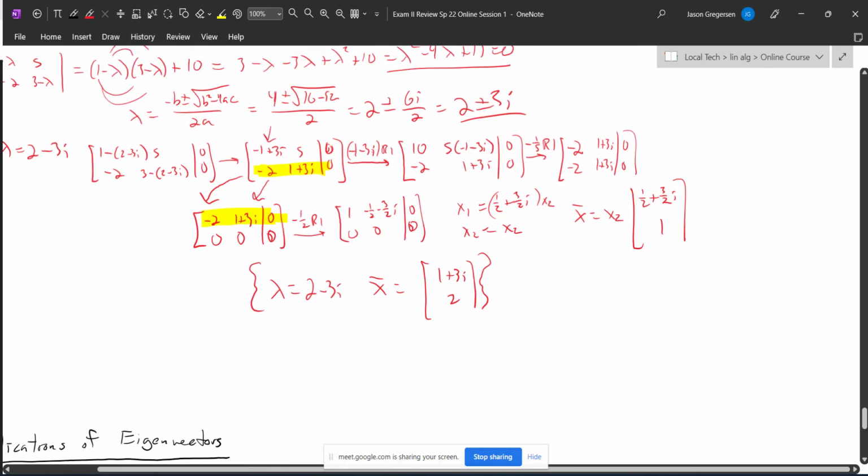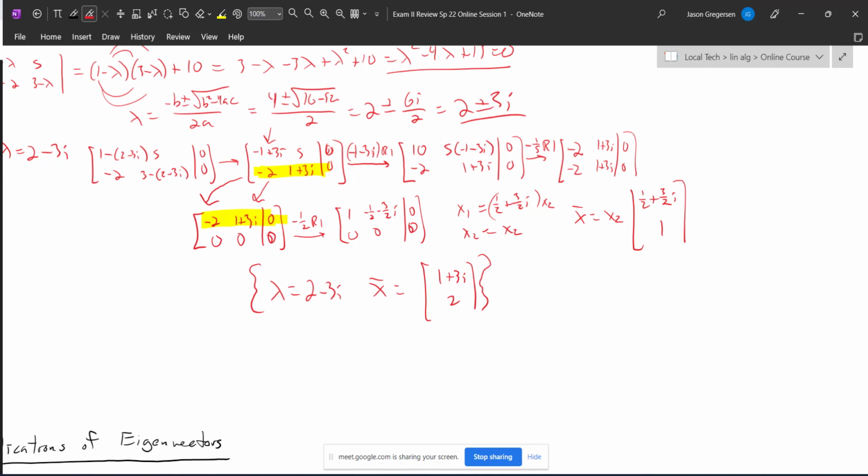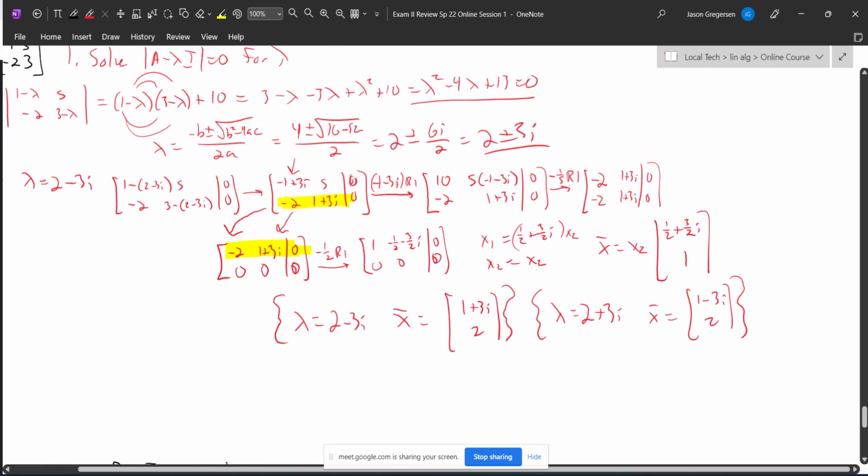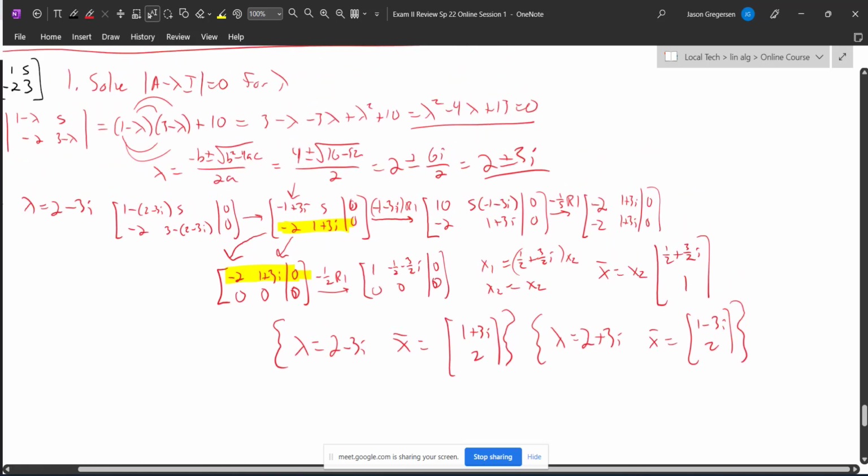Now I don't have to calculate the second one. I know what the second one will be. I know that if I use the conjugate eigenvalue, the eigenvector will be the conjugate eigenvector. So I just get that one for free. Any questions here about calculating complex eigenvalues and eigenvectors?